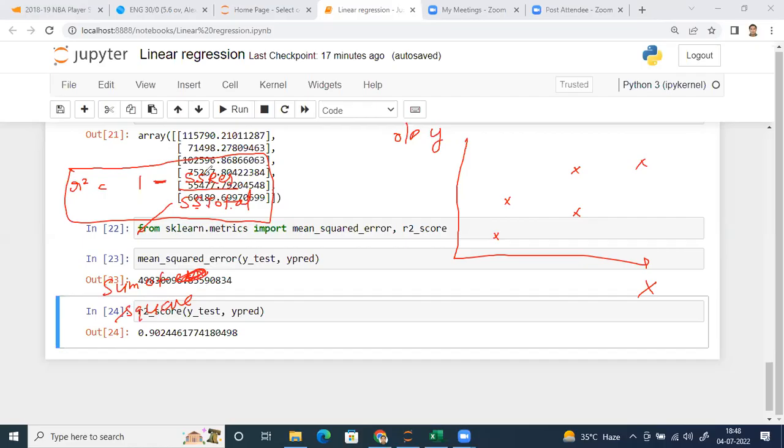This is sum of square total, and this is sum of square residual. What do you mean by that? Let me tell you. To compute the R2 score, what the machine learning model will internally do is first compute SS total.